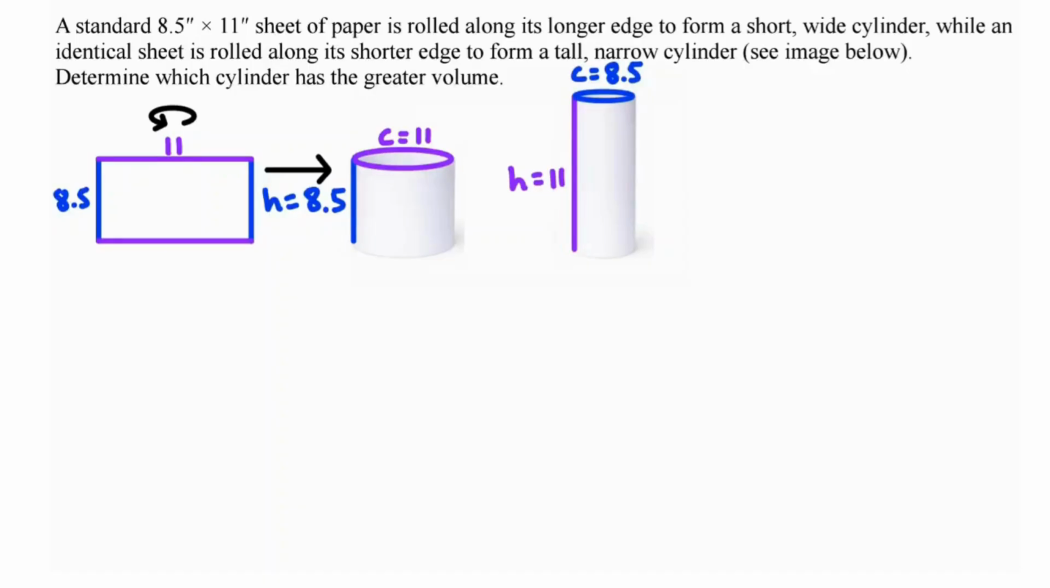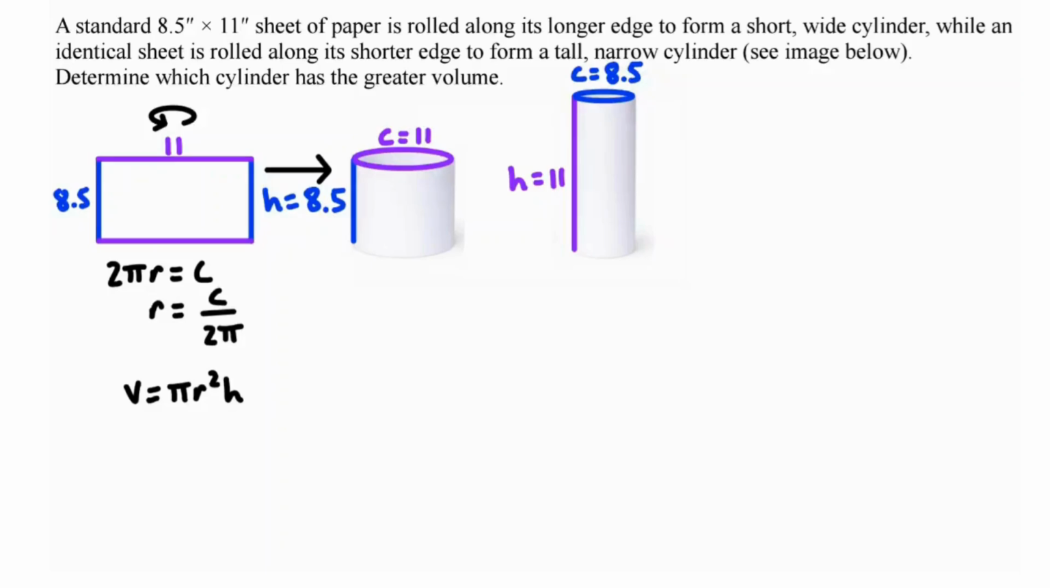We're asked to find which cylinder has the greater volume, so we need the volume formula, which is volume equals pi times the radius squared times the height. But in order to use this, we need both the radius and the height. We have the height for both cylinders, we just need the radius. But since we have the circumference, then we can use 2 pi times the radius equals circumference and solve for the radius. So from this formula, divide both sides by 2 pi, and we get the radius is equal to the circumference divided by 2 pi.